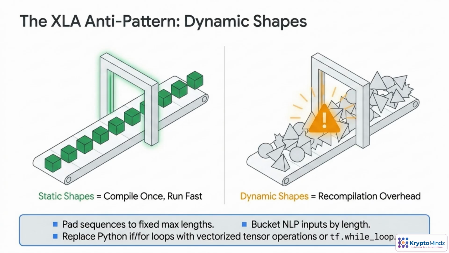XLA loves predictability. When your tensors always have the same shapes, XLA can compile an optimized program once and then run it extremely fast. Dynamic shapes break that assumption. If sequence lengths or batch sizes keep changing, XLA may need to recompile, adding big overhead and killing your TPU speedups. For TPU workloads, try to pad sequences to a fixed maximum length or bucket examples by length, and favor vectorized tensor ops instead of Python loops.